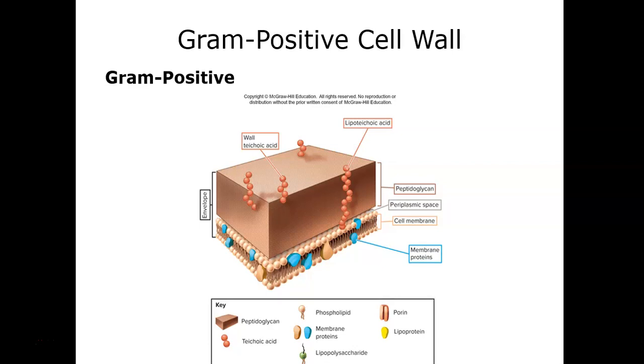The final piece which I want to point out is these little strands that you kind of see coming off of the cell wall. These are what we call teichoic acids and lipoteichoic acids. I want to be specific in that gram positives are the only cell type that contain the teichoic and lipoteichoic acids. Gram negatives do not possess these.